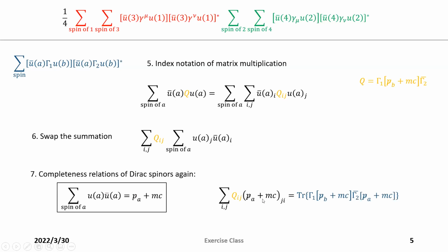And the final step is to notice that the Qij and Ji will just be the trace of this 4-tensor matrix. The trace is just the sum of all the diagonal elements. So that's how we get these relations.